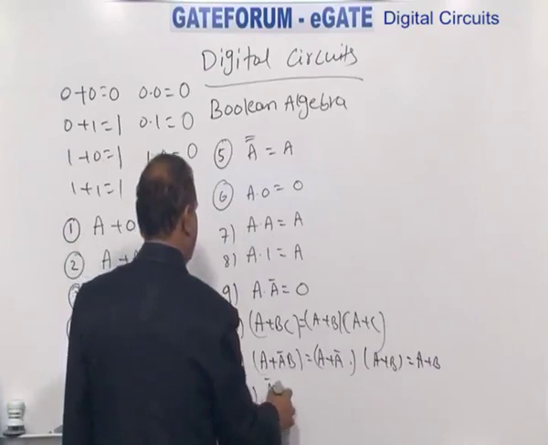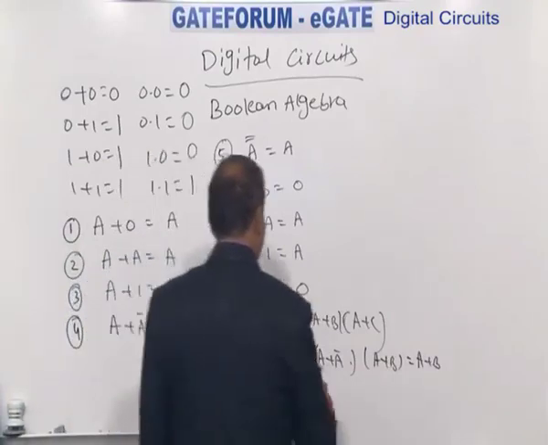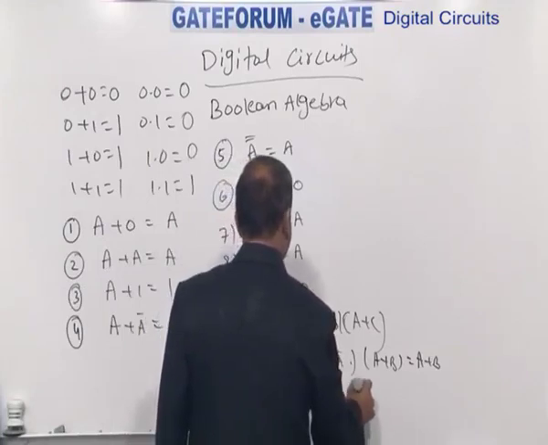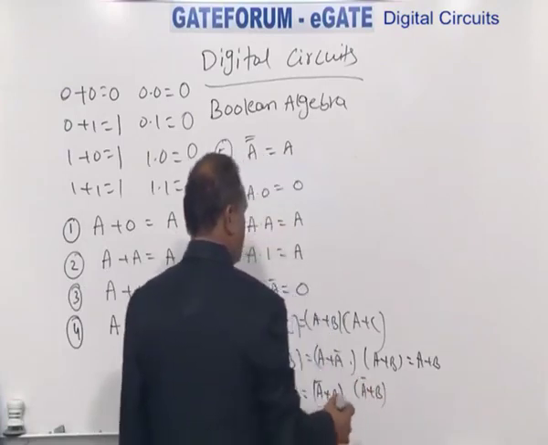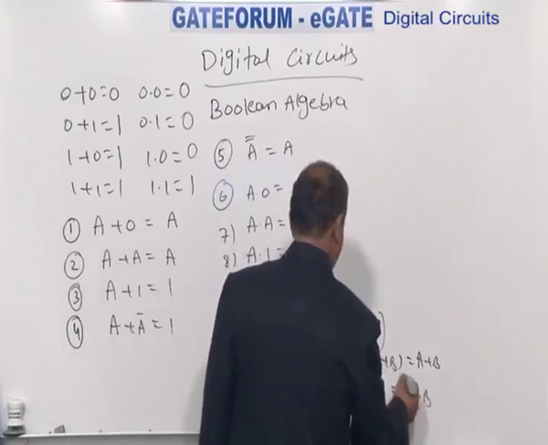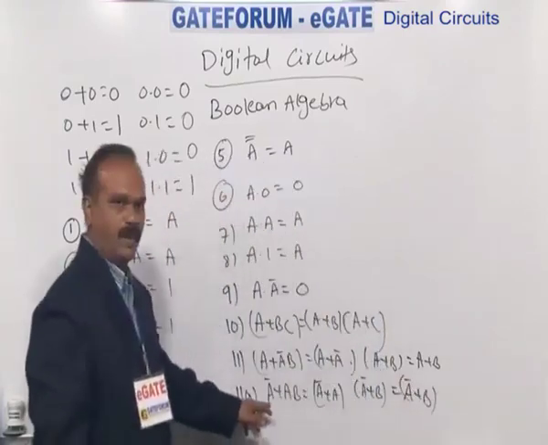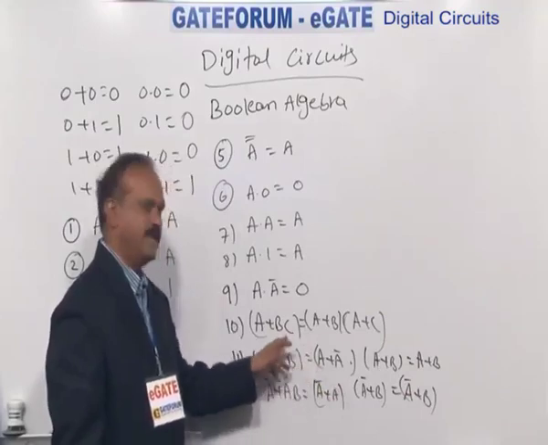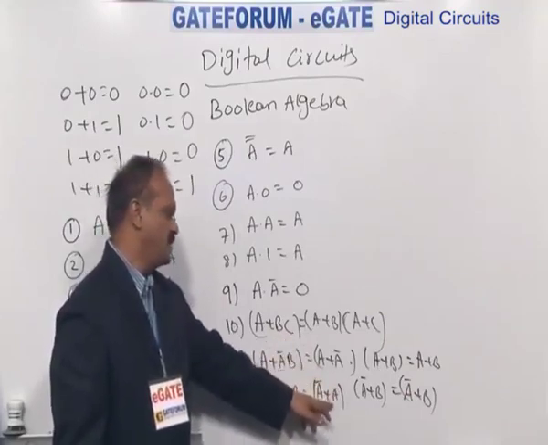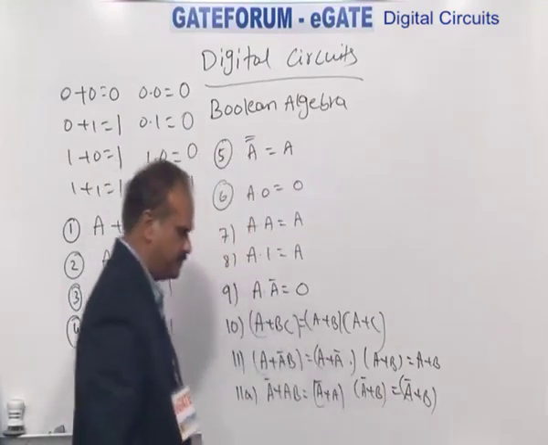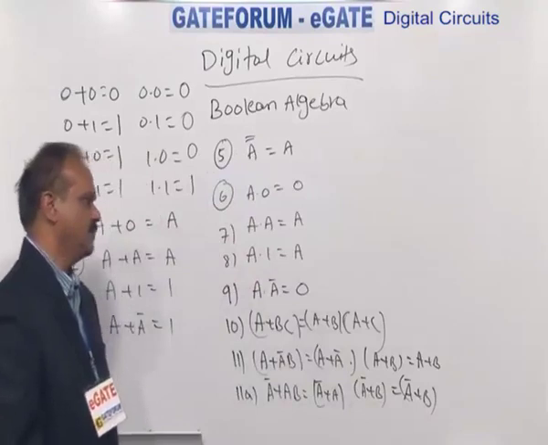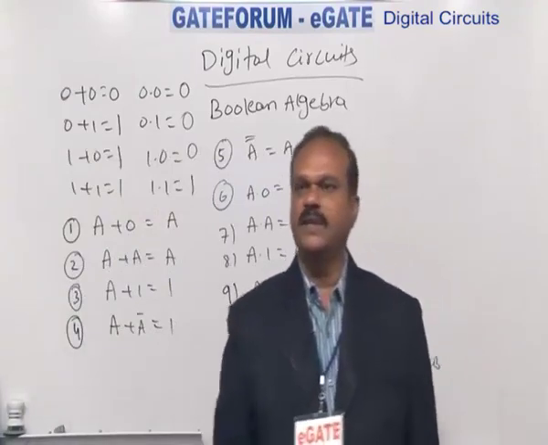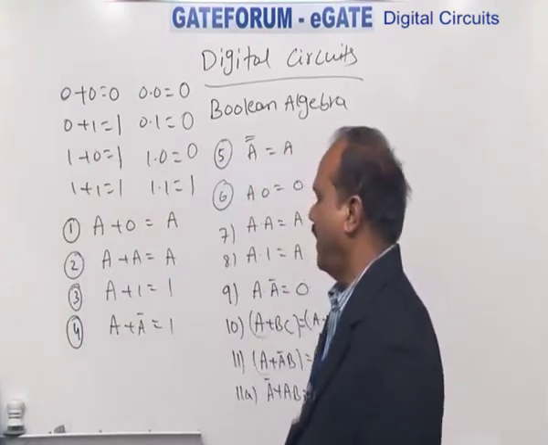Eleventh, same way, A bar plus AB can be written as A bar plus A into A bar plus B, in a similar line with the 10th relation, where A bar plus A is 1, so you will get A bar plus B. So these are the Boolean relationships which are all based on the 8 rules that you have seen.